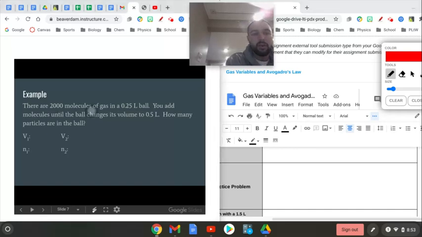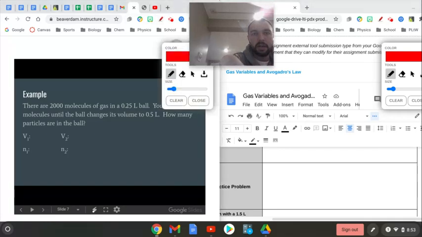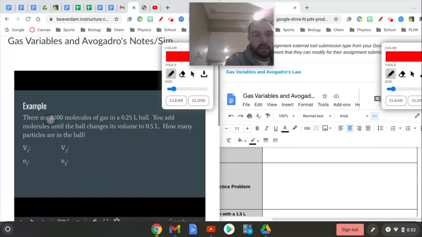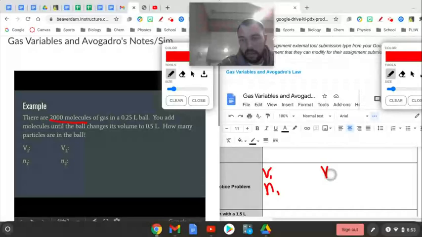So there are 2,000, whoopsies. I think I got to do that over here. Okay, so there are 2,000 molecules of gas. Okay, so molecules, that's telling me a count or how many I have. And this is how we're starting. So I'm going to set it up V1, N1, V2, N2. Okay, so I know N1 is 2,000.